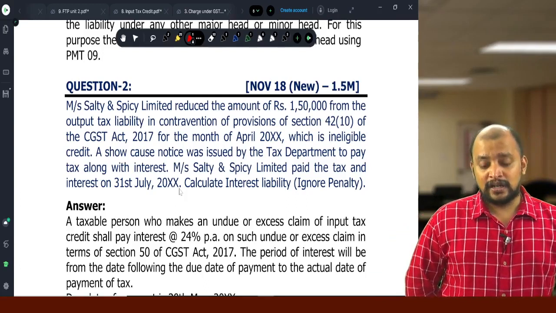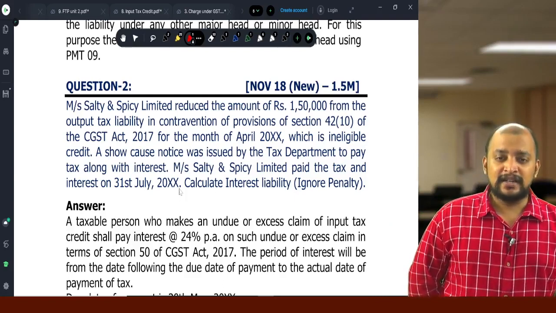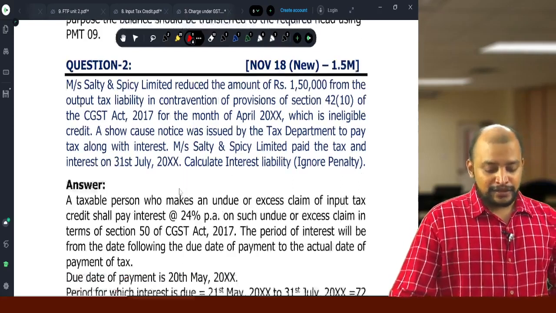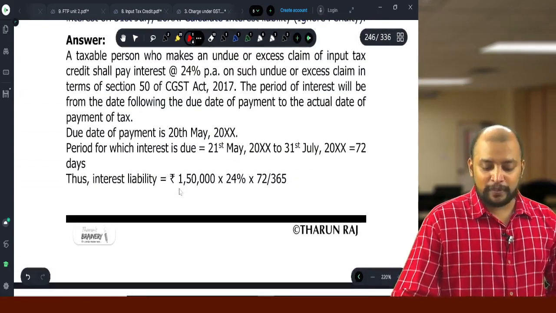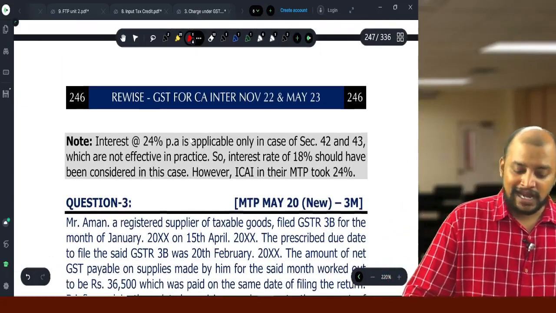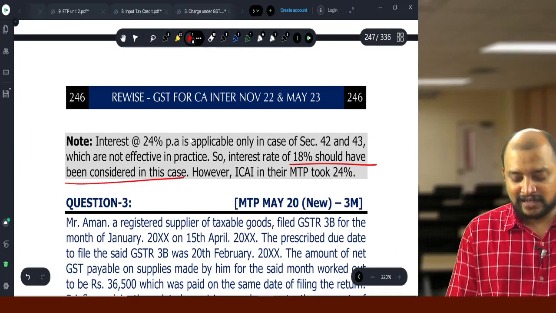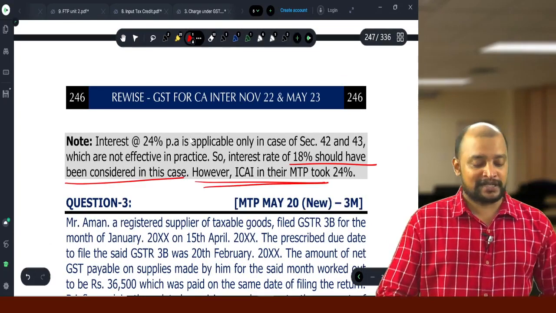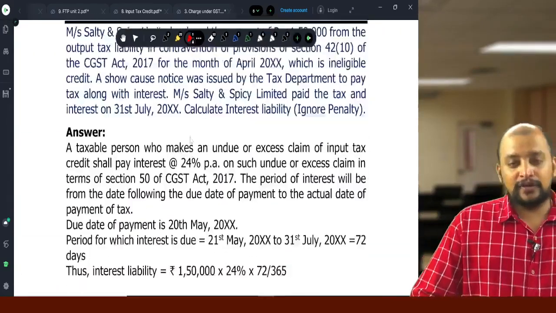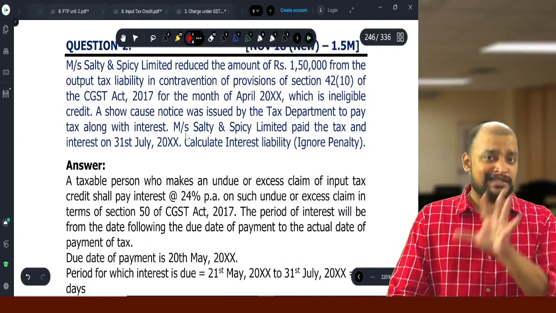Actually, this question was a November 18 question. At that time, the interest rate was 24%. But as per the updated provisions, only 18% should be taken. So even though it is given as 24% in the suggested answer, we actually need to take 18% only. However, ICAI in their MTP took 24%. So if you take 18%, what will be the correct answer? Actually, only that rate is different. So now if you get this question, you take 18% only. Interest rate is 18% only.